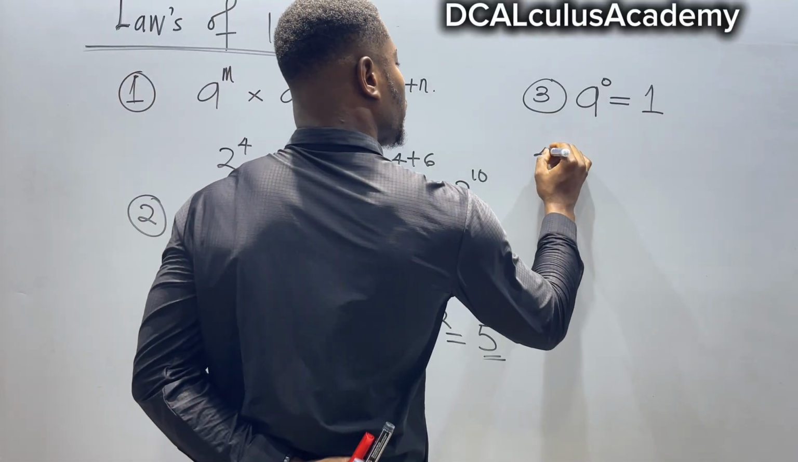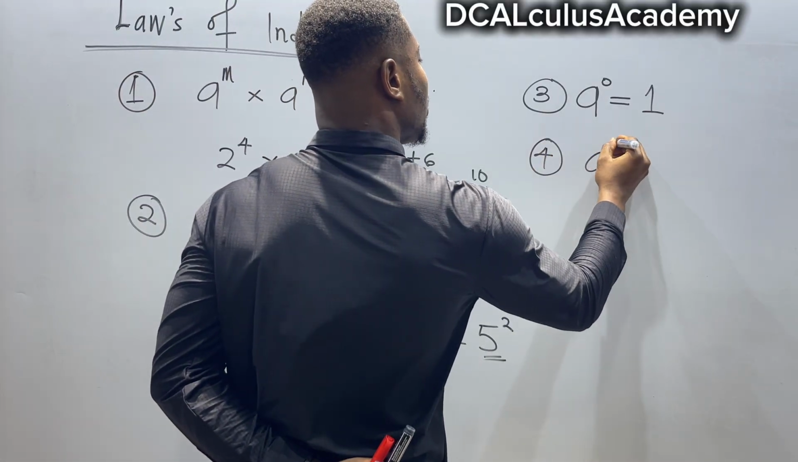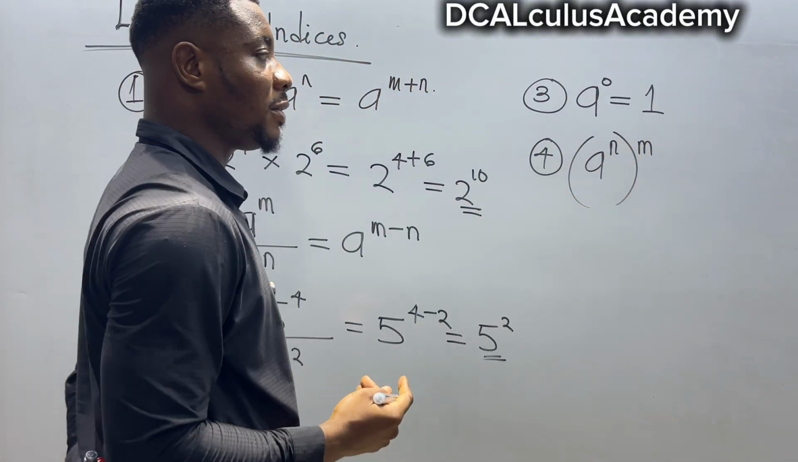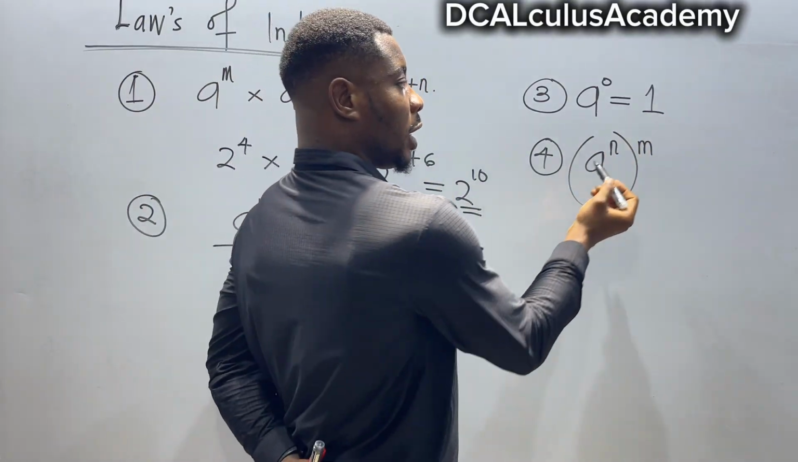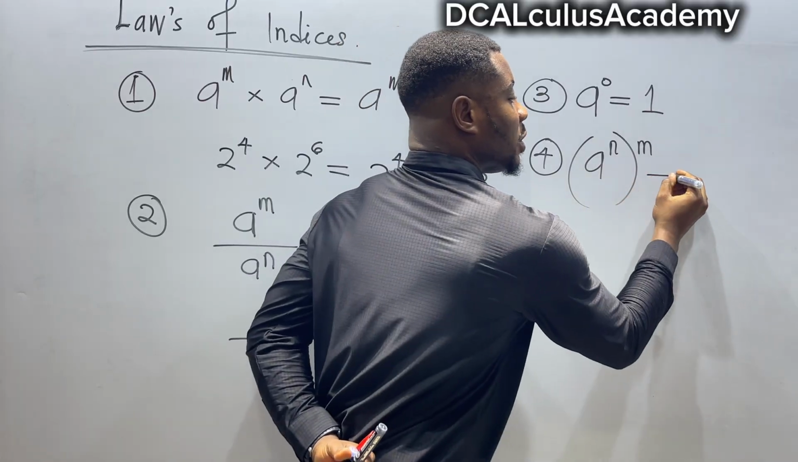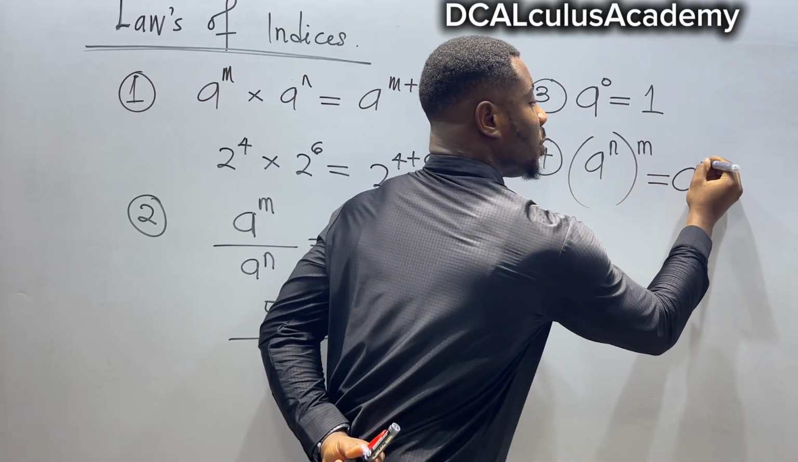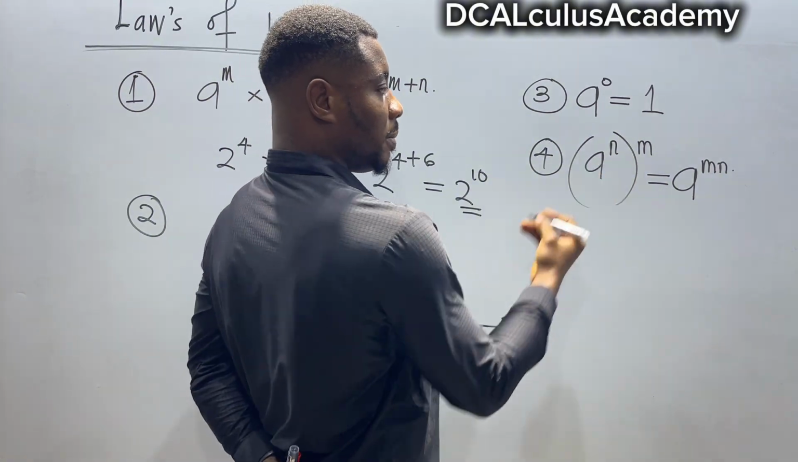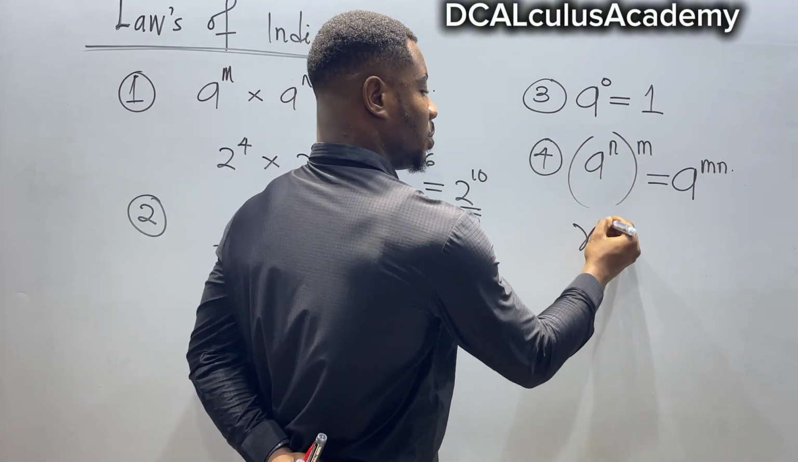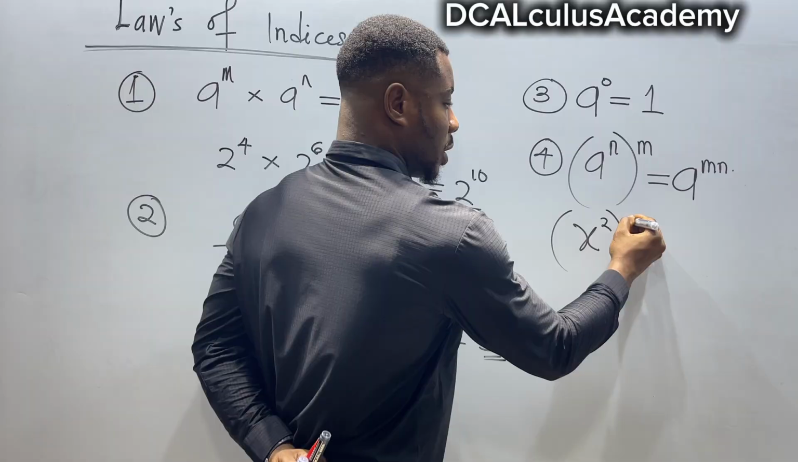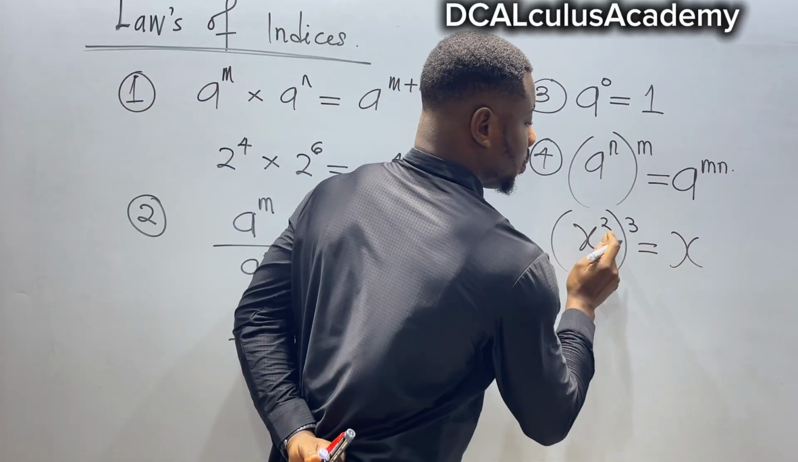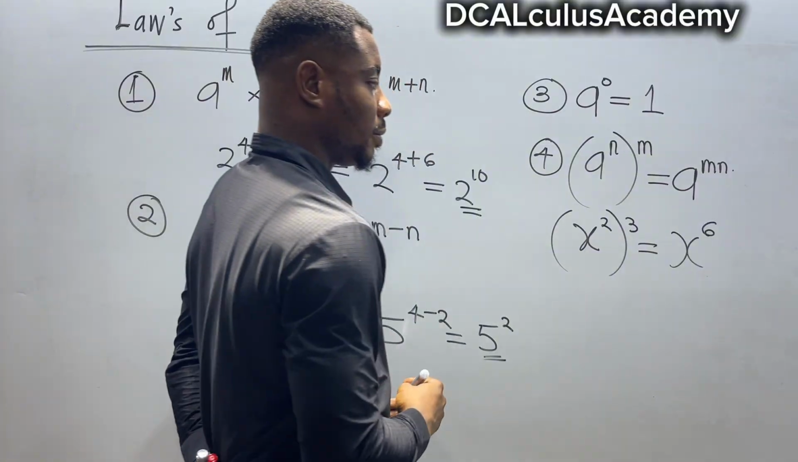Now, for law 4, if I have a to the power of n multiplied by m, now it's like having a power into a power. This is a power and this is a power. What does it give to me? It gives me a to the power of mn. So if I want to apply this law, let's assume we have x to the power of 2 all to the power of 3. This will give us x to the power of 2 times 3 is 6.